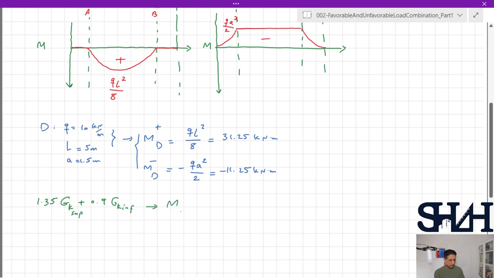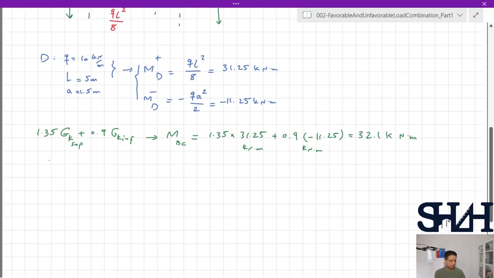So the maximum bending moment between B and C will be 1.35 times 31.25 plus 0.9 times minus 11.25 kilonewton meter, and the maximum value will be 32.1 kilonewton meter. If you want to combine them in advance and then multiply by 1.35, it will be 31.25 minus 11.25 kilonewton meter, which is 20 kilonewton meter, and then multiply by 1.35, the value will be 27.